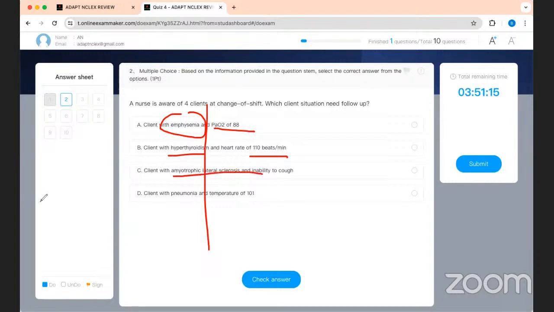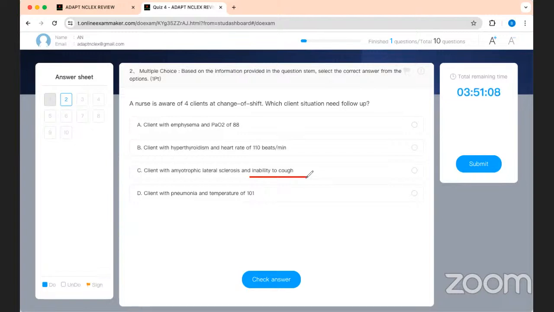Amyloidosis, ALS, right? And the inability to cough. He can't cough. Do you expect that to happen to that patient? And if you see that, should you be worried or not? I have pneumonia. My temperature is 101. Question. If I have emphysema, PaO2 88 is normal. This is not saturation. It's partial pressure of oxygen. So that is normal, right?